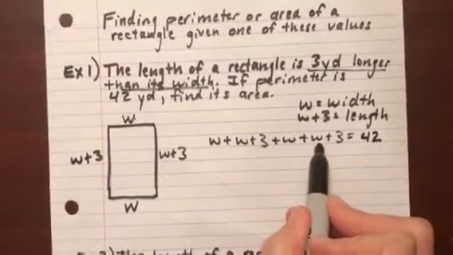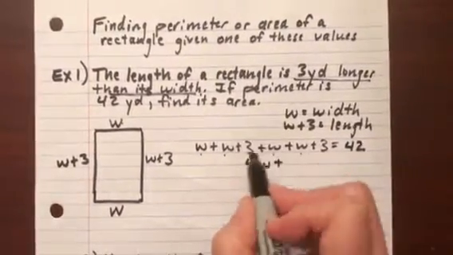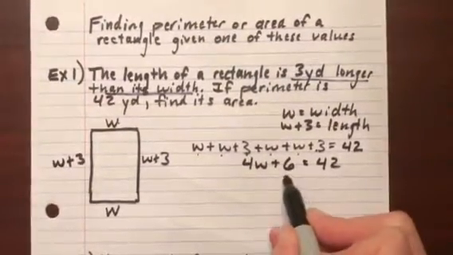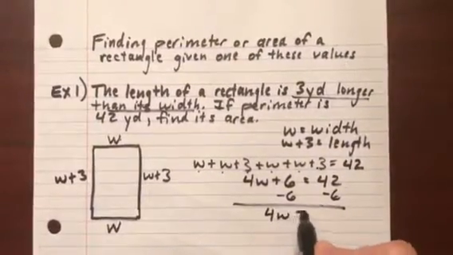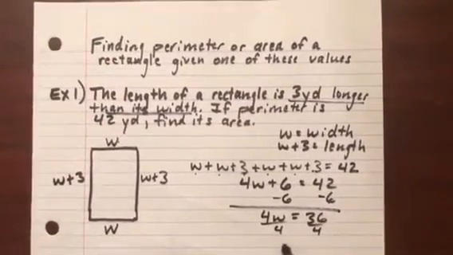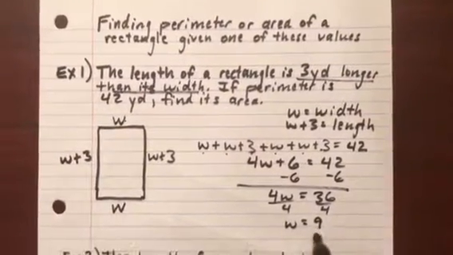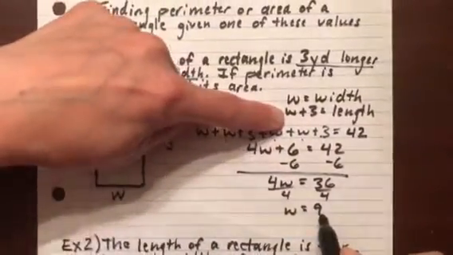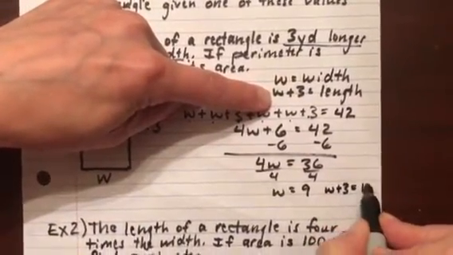Let's combine all the W's together. There's 1, 2, 3, 4. So we have 4W plus the 3 and 3 makes 6 equals 42. Subtract our 6 from both sides. And so we're left with 4W equals 36. If we divide both sides by 4, we'll get W by itself. So W equals 9. All right, now we need to take that 9 and put that into the formula for length. So W plus 3, the length, will equal 9 plus 3, or 12.